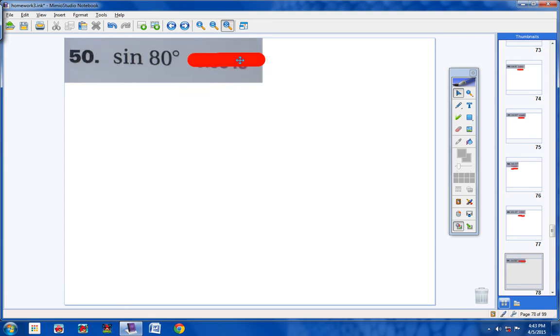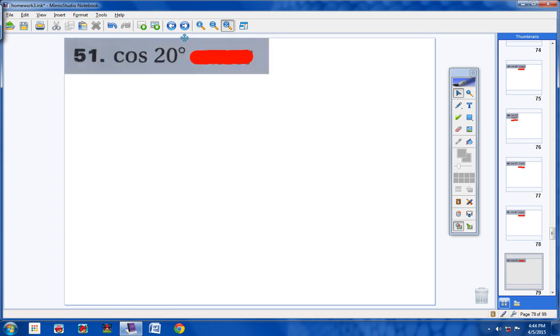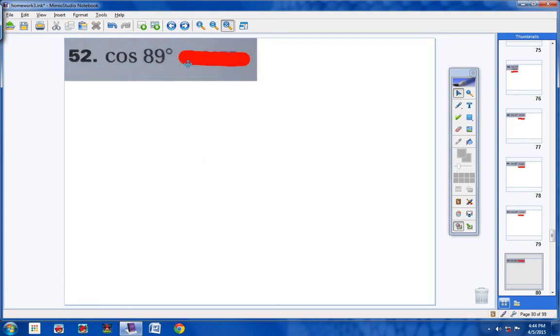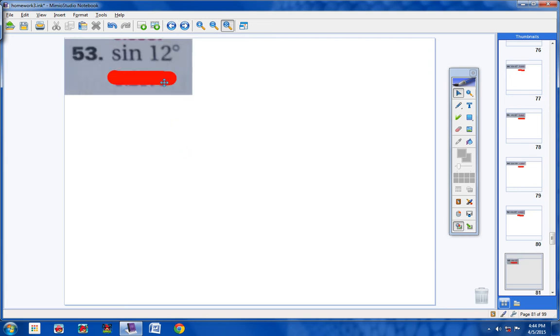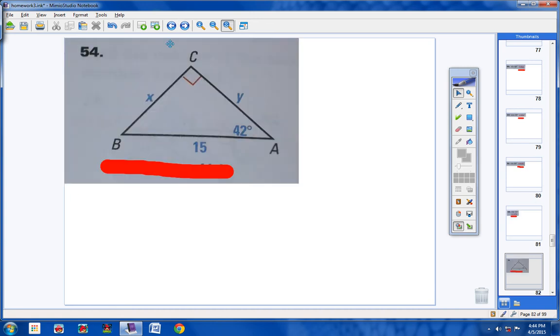Sine of 80 would be this. Cosine of 20 would be this. Cosine of 89 would be this. And sine of 12 degrees would be this right here. Okay? Really not too difficult, students. Really pretty simple. Alright? Okay, moving on to numbers 54 through 56.